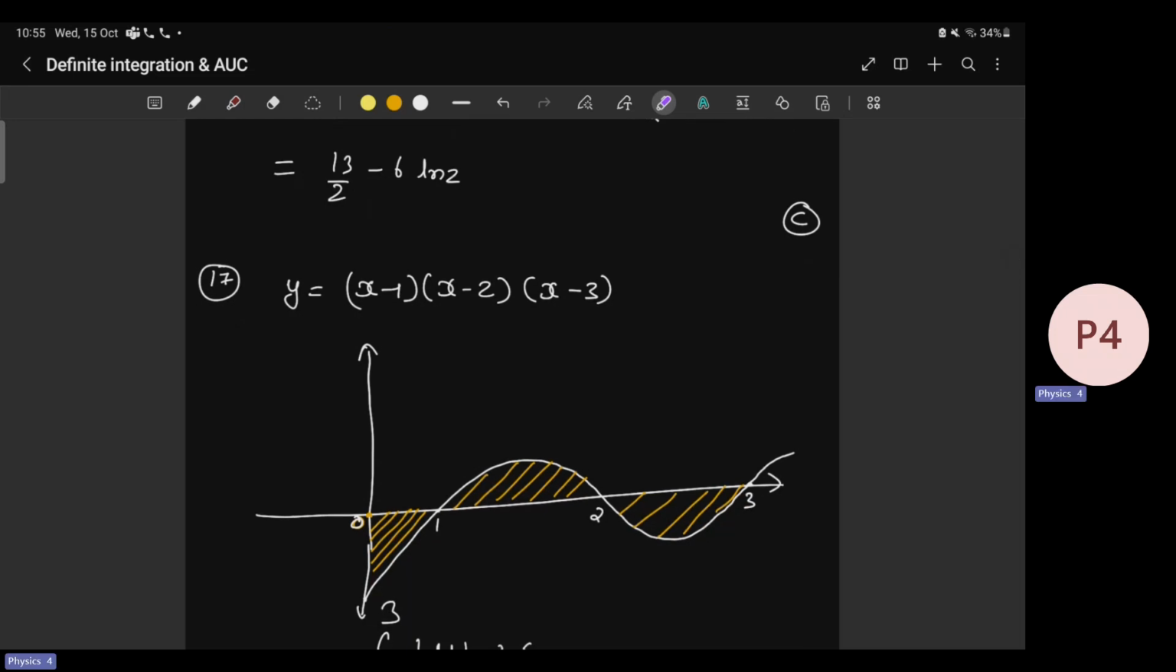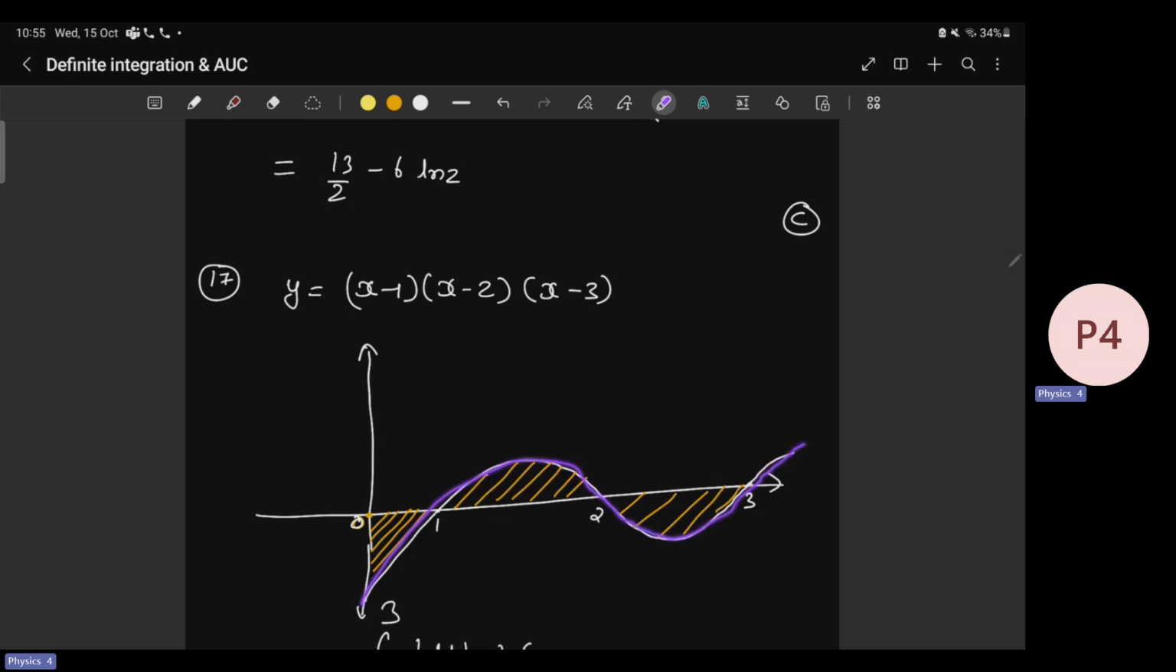Now question number 17. If the area bounded by the curve. So first we will draw the given curve. This is a simple polynomial. Its roots we can easily see. This is equal to 0. Roots are 1, 2 and 3. So these are the roots 1, 2 and 3. So we can draw this curve. This is a very simple curve.